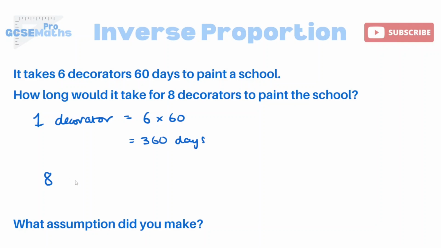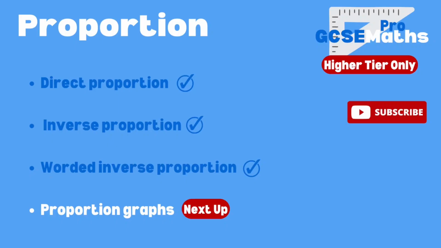Then we actually have 8 decorators in this case, though, don't we? So if we have 8 decorators, how long would it take? Well, you do 360 divided by 8, which gives us 45 days. So you can see it's a little bit shorter, isn't it, than the original 60 days. Again, what assumption did we make? We are assuming that all the decorators work at the same rate, or all the decorators paint at the same rate, something like that.